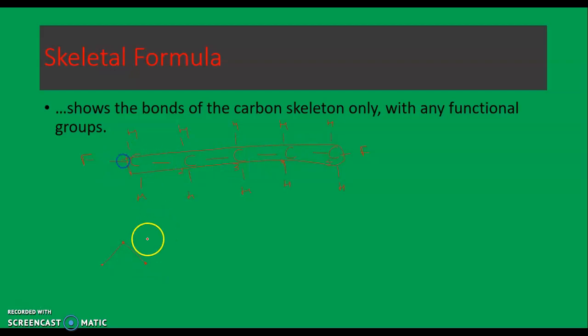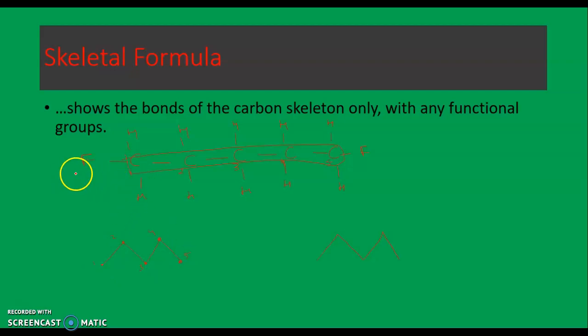I'm going to put them in this order. 1, 2, 3. 1, 2, 3, 4, 5. So I've got 5 carbons like that. So you would just do that. So now you know what these dots mean. So this is how you show the skeletal formula. So this was 1, 2, 3, 4, 5.